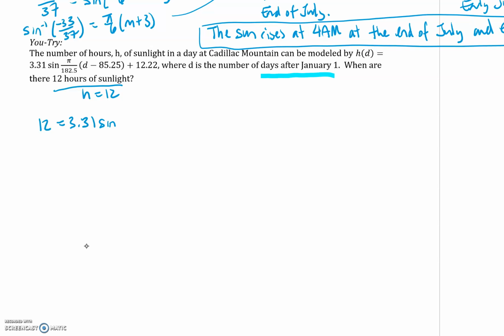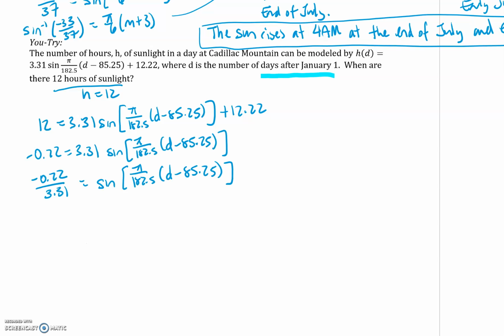And remember, be careful here. I don't love the way it's written, but this sine is of the entire piece after it. So pi over 182.5 times d minus 85.25. That whole thing is what sine is operating on. And then it's just going to be just like before. We're going to isolate the sine, do our inverse operation, thinking about how many answers there are, and then, of course, solving for d this time and interpreting that. So let me go ahead and show you what I get when I isolate sine.